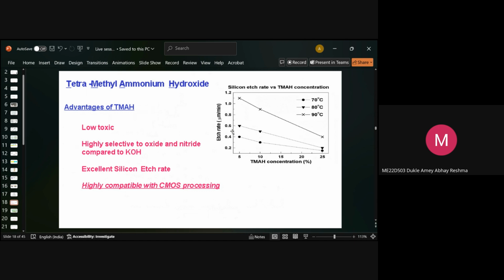It is highly selective to oxide and nitride compared to KOH, and it also has a good etch rate, and it is highly compatible with CMOS processing. So this is a very important agent. This is not part of the previous chart we studied, but it is also part of your syllabus. So basically, you need to know about this agent also.